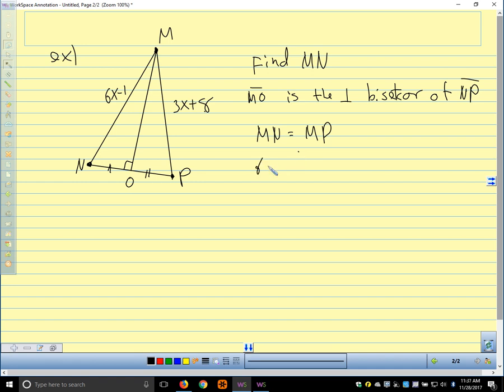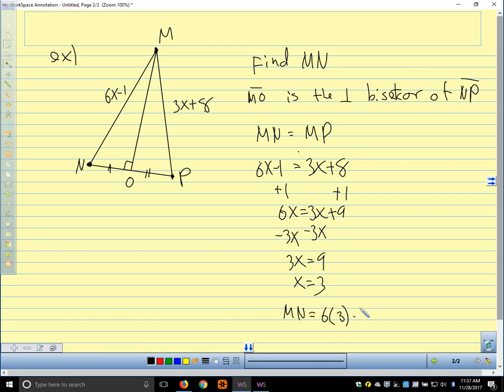And that tells us that 6x minus 1 has to equal 3x plus 8. Add 1. 6x equals 3x plus 9. Subtract 3x. I get 3x equals 9, and x equals 3. Well, the question doesn't say find x. It says find MN, this distance. So I plug that in. 6 times 3 minus 1. 18 minus 1 is 17.